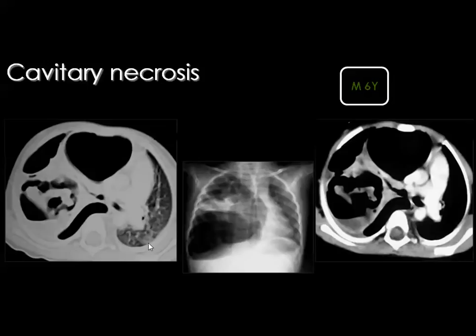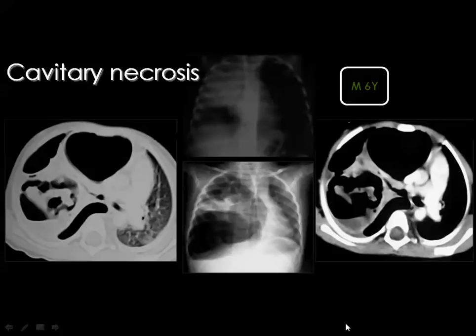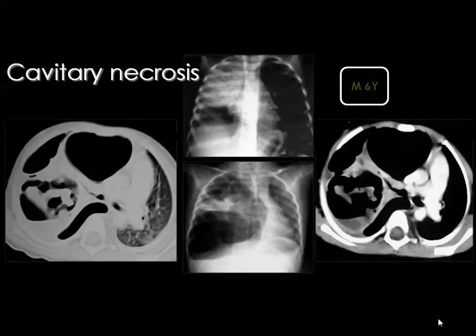The left lung is good, but the right lung is totally disorganized. It is transformed into cavities with multiple necrotic material inside these cavities. But the initial radiograph of the child showed that there was only consolidation of the right upper lobe.